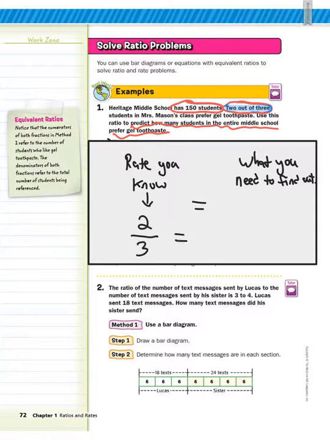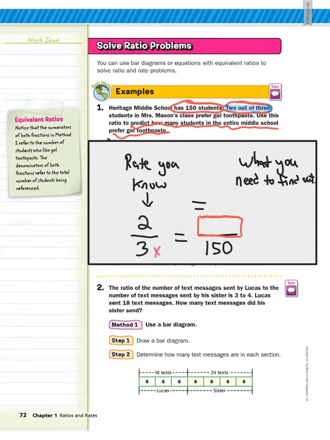Now, if we have that rate, and we also know there's 150 students in the middle school, we can figure out the answer to this question. It says how many students in the whole middle school prefer gel toothpaste. Well, if the whole middle school has 150 students, we want the 150 down here in the denominator, because that's the whole amount, the whole middle school. Once we have these 3 pieces of information, we can figure out our answer, which is going to be there. We're going to use this by multiplying or dividing.